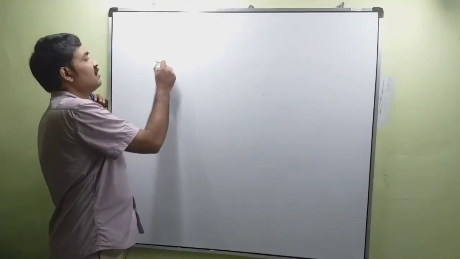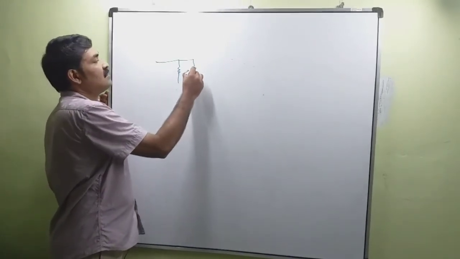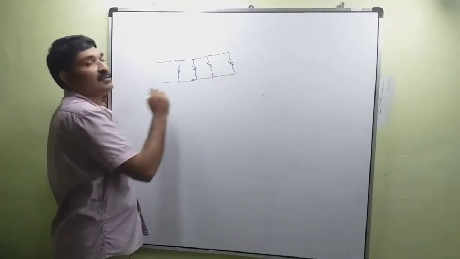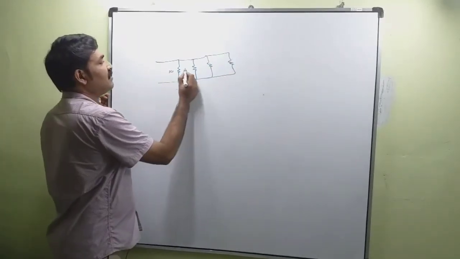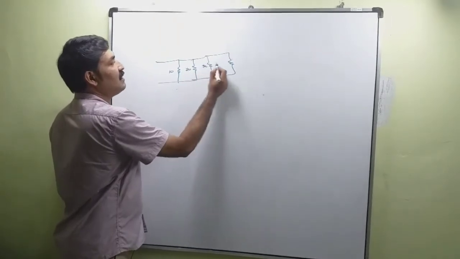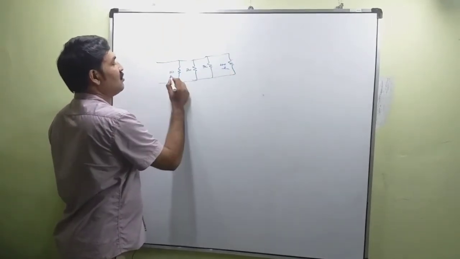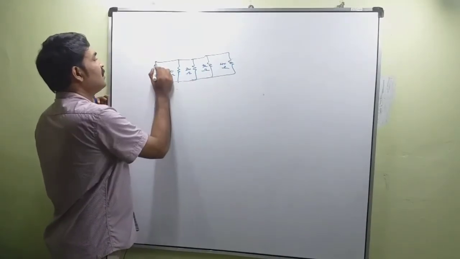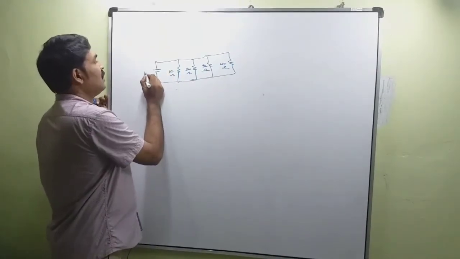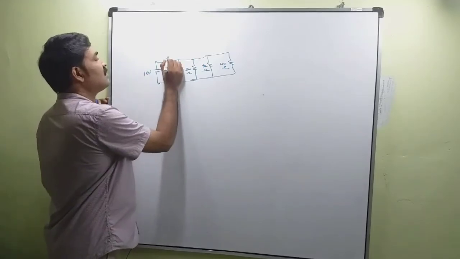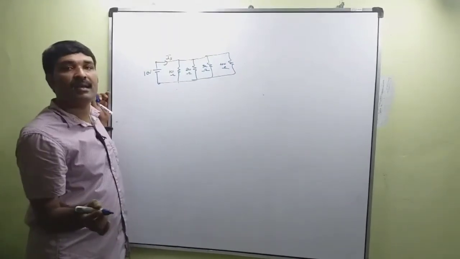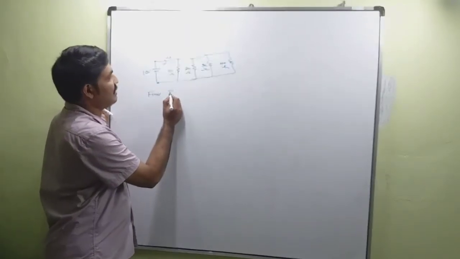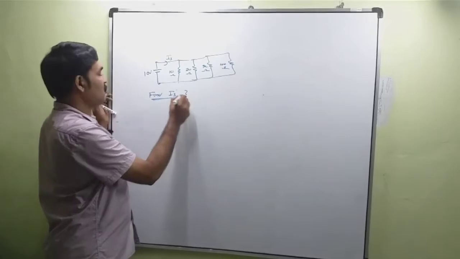Suppose consider a circuit with 4 resistances in parallel. Let these be 10 ohm, 20 ohm, 30 ohm and 40 ohm. Let the source be 10 volt. IS is the source current. Find IS is our question.